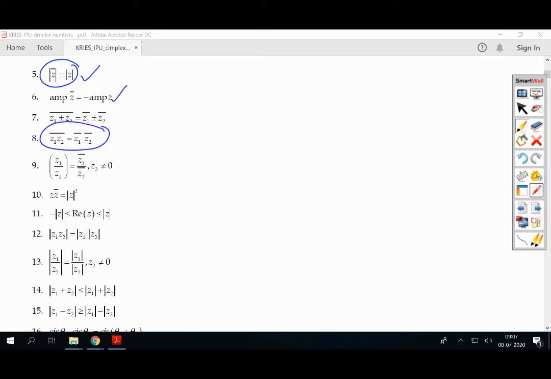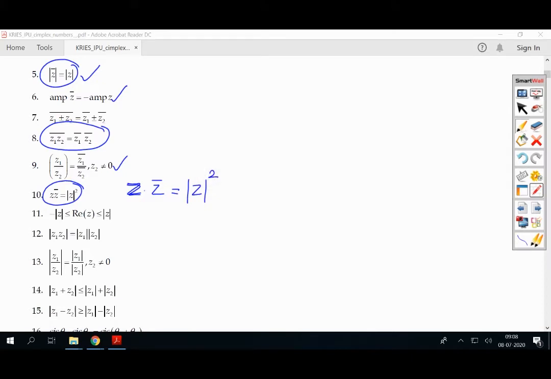Again, you can write z1 divided by z2 is exactly the same as z1 bar divided by z2 bar. This is very useful one. If you take the product of a complex number z by its conjugate, it is going to be modulus of z square. It is always right. Then this 12th property is very useful one.